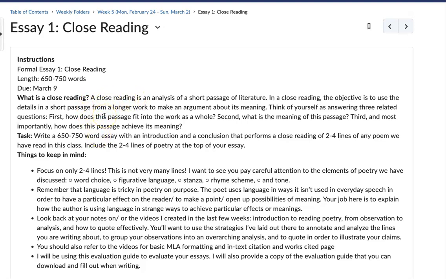So a close reading is an analysis of a short passage of literature. The objective, the focus here is really to use the details in the short passage from a longer work to make an argument about its meaning. So this is not an essay where you're going to be grabbing parts of the poem from all different parts. I really want you to dig down into the ways that language is working in the couple of lines that you choose to analyze. So I want you to put the 2 to 4 lines of the poem that you're going to be focusing on at the top of your essay.